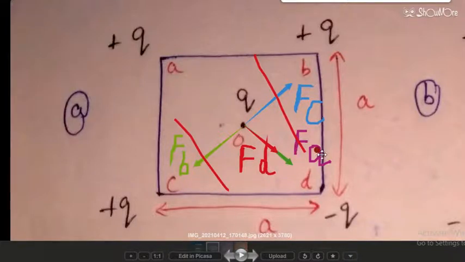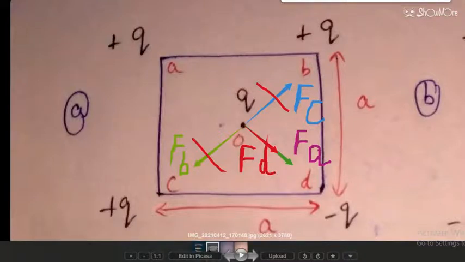And FD and FA will be added because they have the same direction. FD and FA, these two forces have the same direction, so they will be added. So now I am going to solve this question.